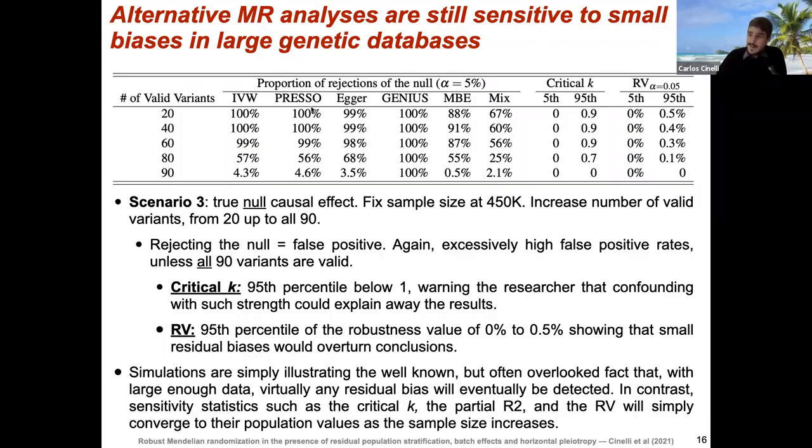To sum up, with this alternative analysis, unless you believe the modified identification assumptions are exactly correct, they will still lead to highly statistically significant false findings. So you would have all estimates agreeing together, the traditional MR, IVW, MR-PRESSO, MR-Egger, MR-GENIUS, MR-MB, MR-Mix, but you could still have a false positive finding. So I would recommend also computing the strength of association and how strong residual biases need to be to overturn that result.